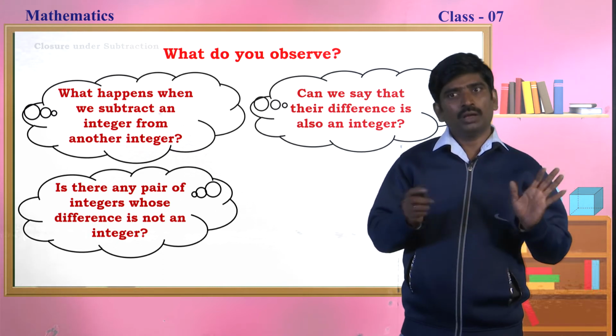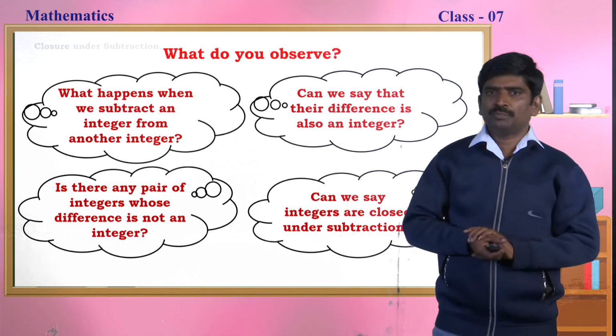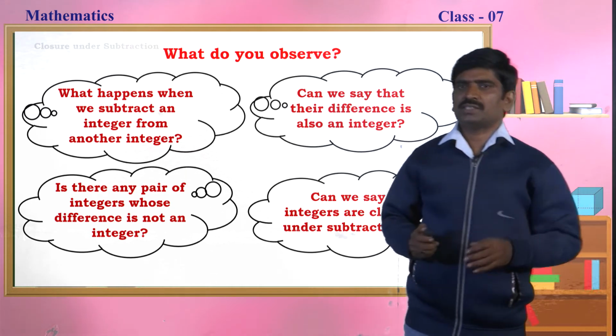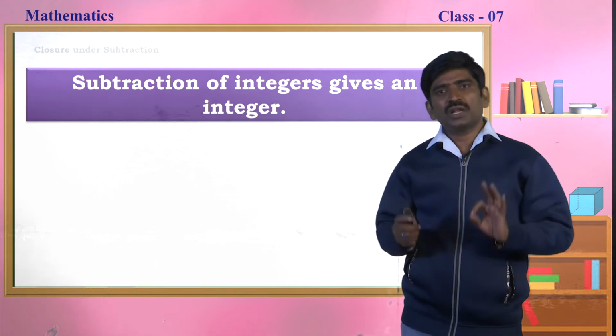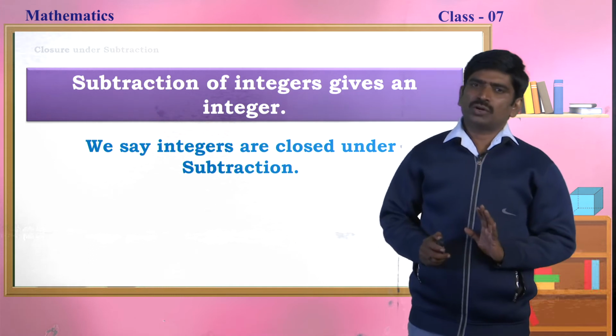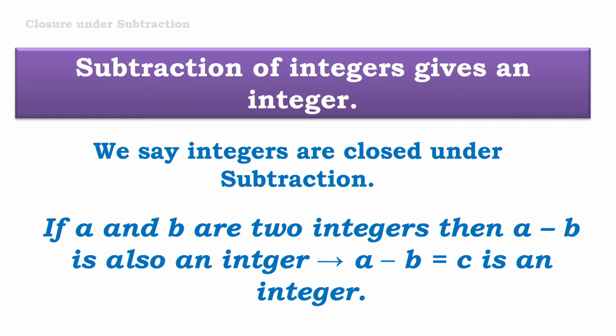No, all are integers. Next, what is the observation of the last one? Can we say integers are closed under subtraction? Yes, integers are closed under subtraction. Subtraction of integers gives an integer. We say integers are closed under subtraction. Generally, if a and b are two integers, then a minus b is also an integer. That means a minus b is equal to c, and c is always an integer.